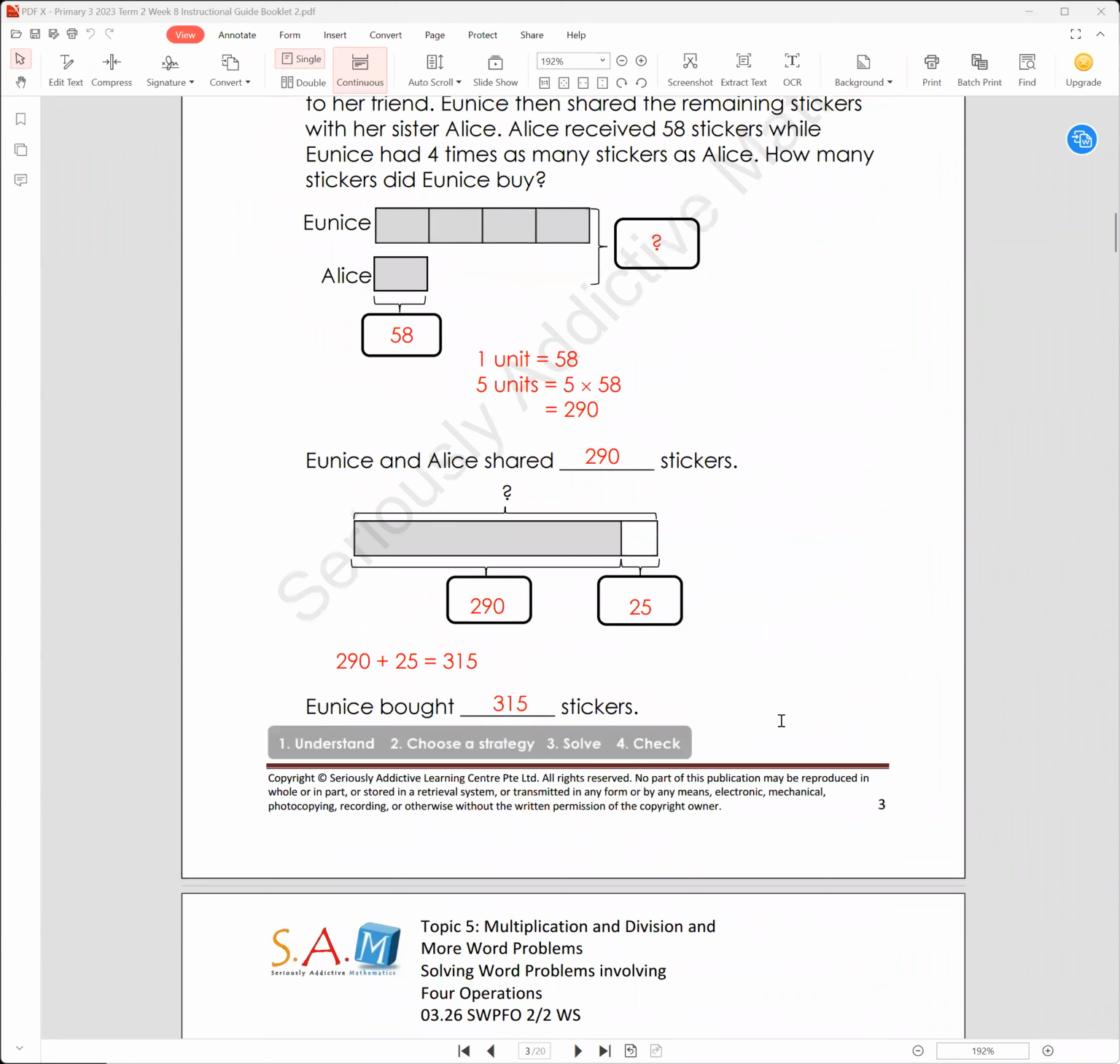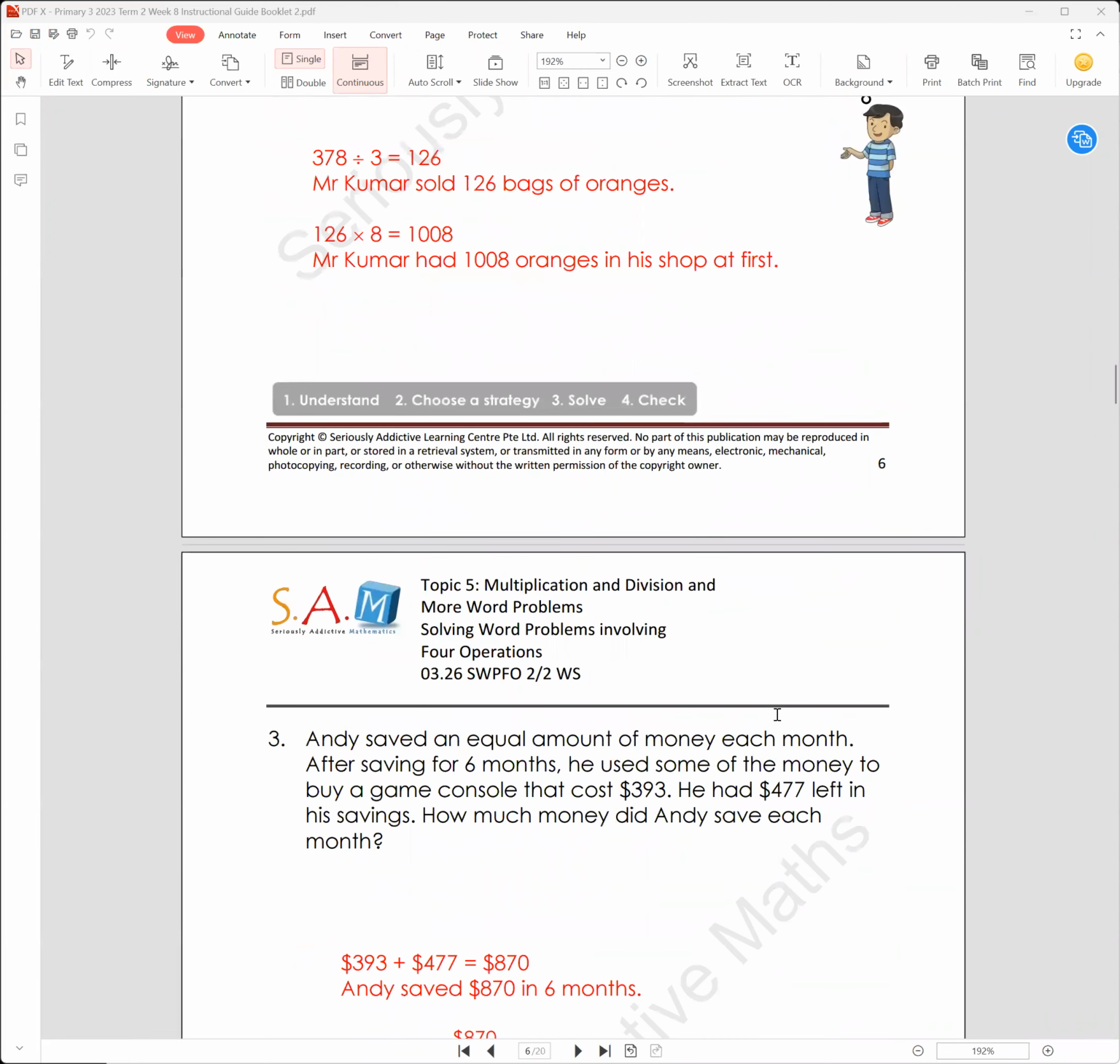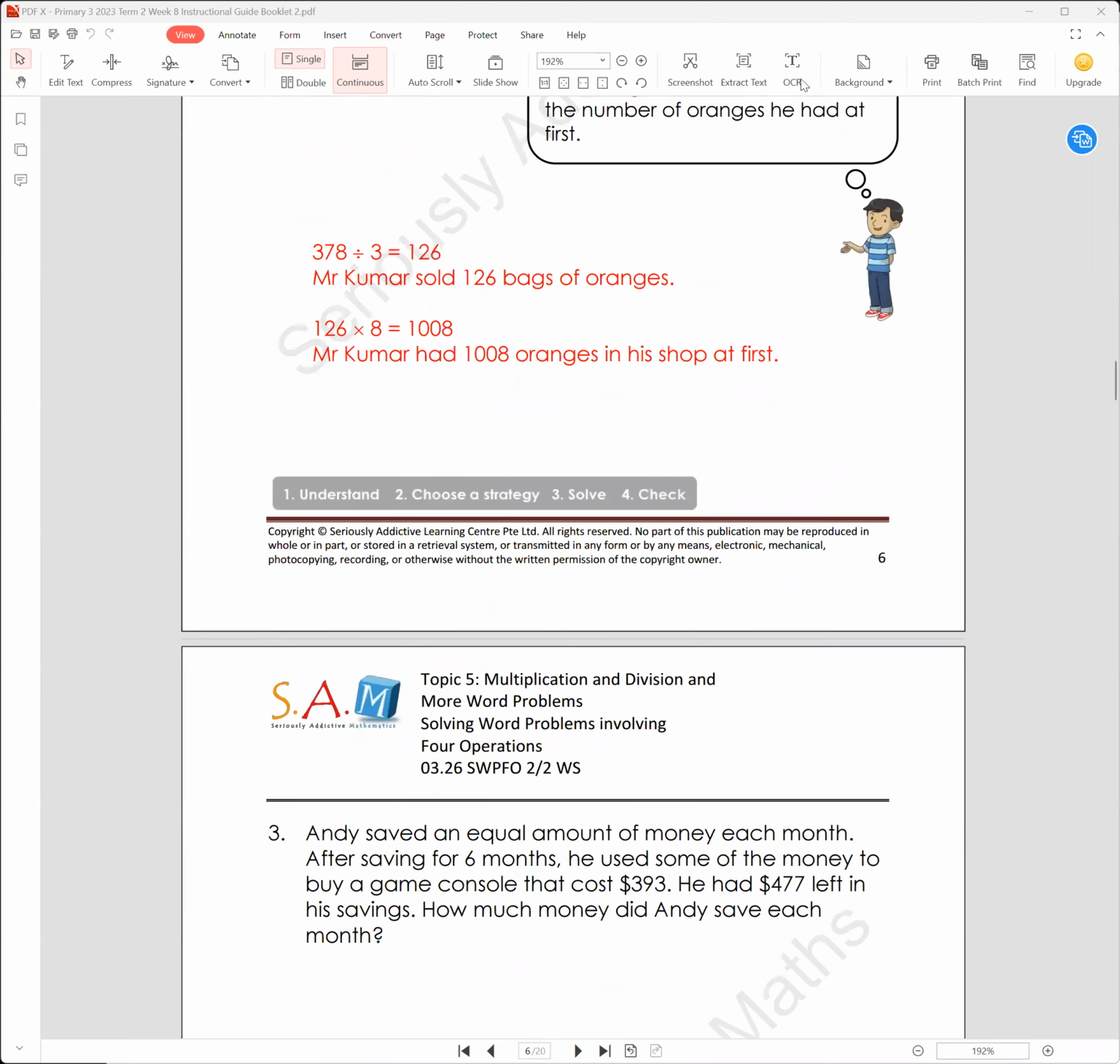No need to assign homework, right? Just get them to do some of these questions, do it in a sequential order. Okay, that's it for this week's topic.